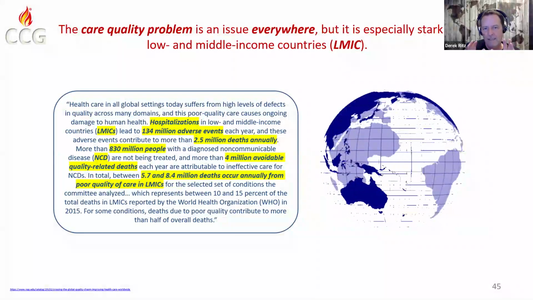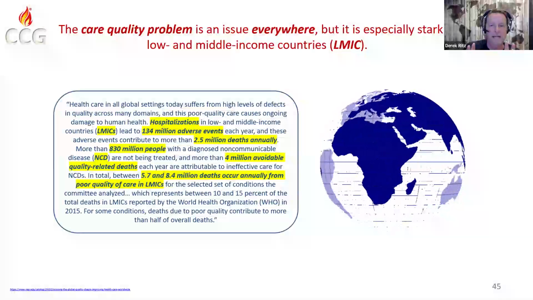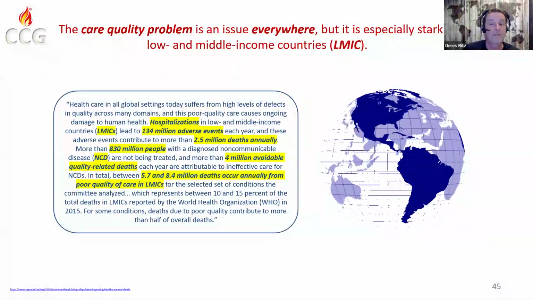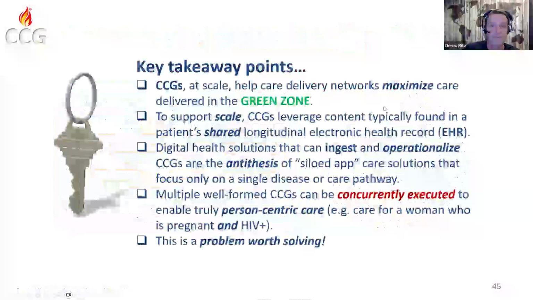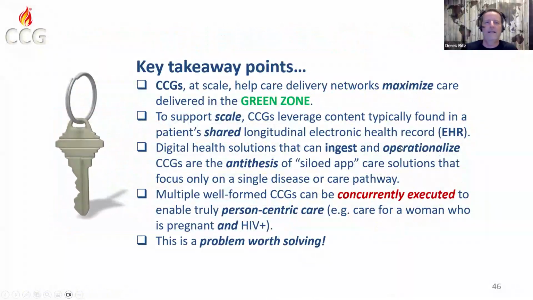But this is a big deal. And computable care guidelines speak to addressing this big deal. So here are some key takeaways. CCGs at scale help care delivery networks maximize the care delivered in the green zone. And to support scale, you want to leverage content that you're going to find shared in the longitudinal health records for whoever is going to be receiving the evidence-based care.